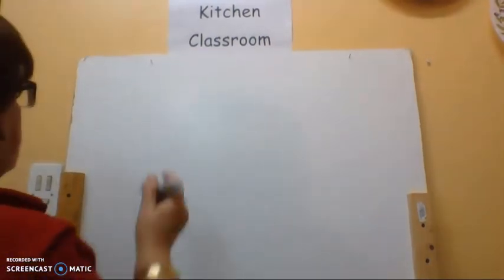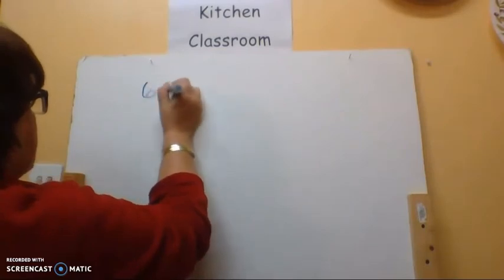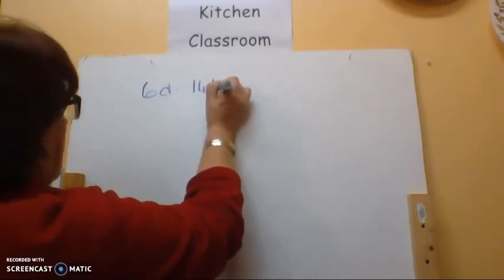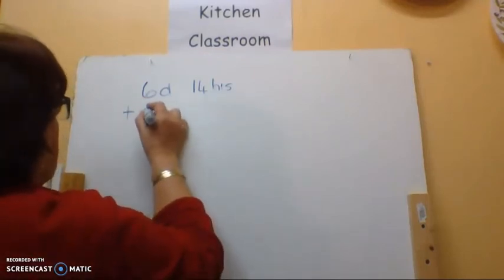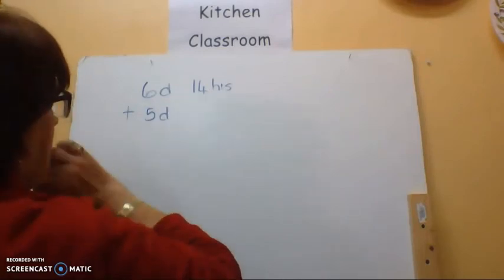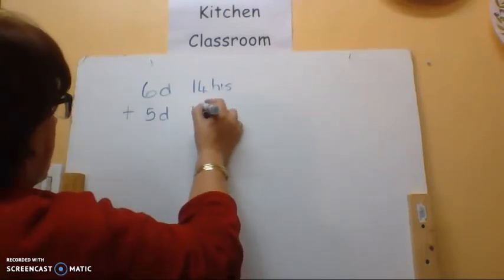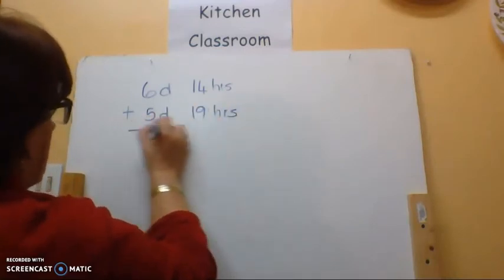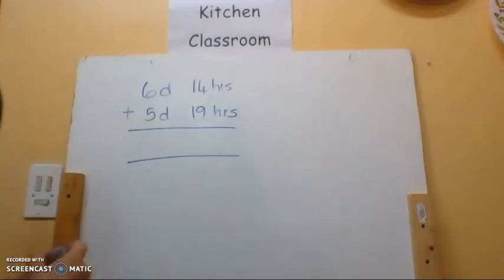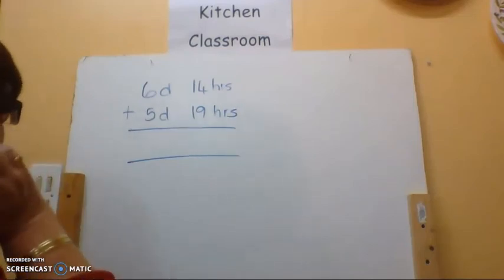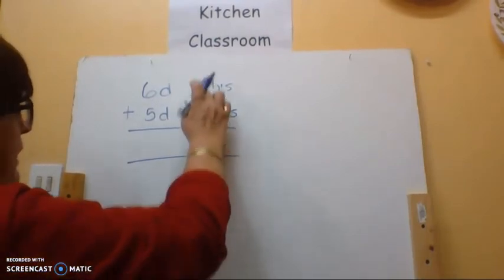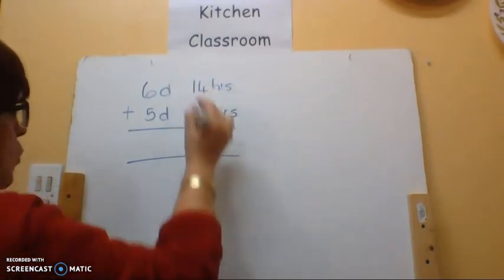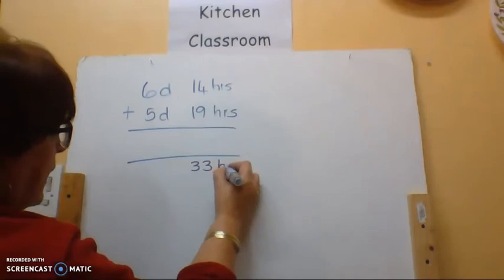Alright, let's take something. Let's have 6 days and 14 hours plus 5 days and 19 hours. So how many hours in a day? That's right, there are 24. Alright, so we're always going to start adding here at the hours. So we're going to say 14 hours plus 19 hours. 9 and 4 is 13, carry the 1. So we've got 33 hours.